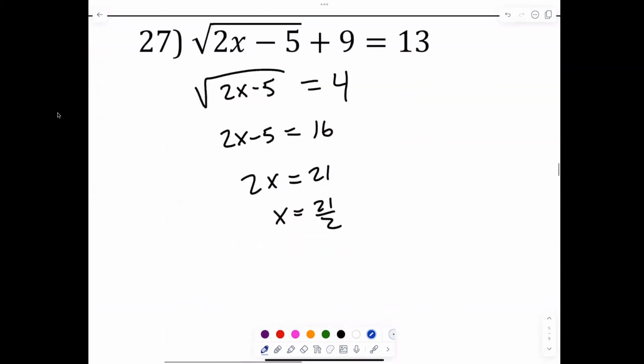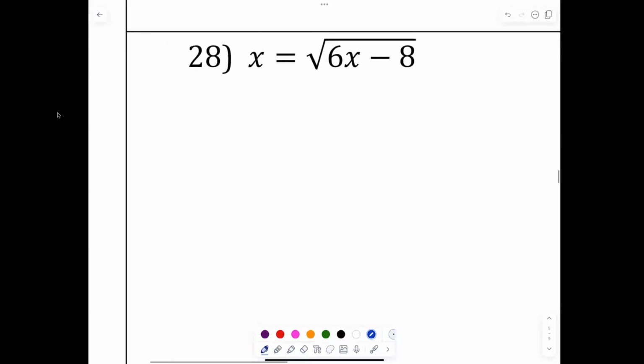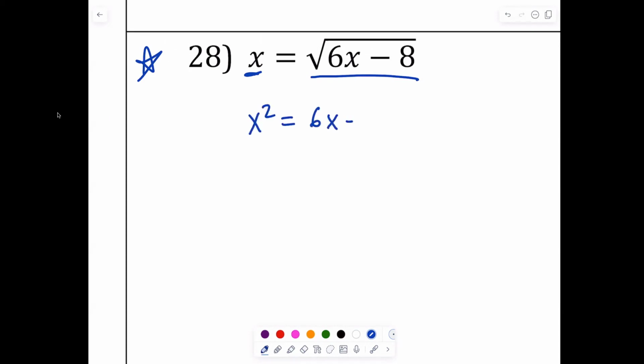All right, here we go. Now, again, this is a little bit more challenging one. Is it possible to have an extraneous solution here? Yes, because there's a variable equal to a square root. Can your square root be negative? No, so you're not allowed to have negative answers here. So what do I do to both sides? Square. So I have x squared equals 6x minus 8. Now what do I do to both sides? Move everything over because it's a quadratic. This goes over and this goes over. So x squared minus 6x plus 8 equals 0.